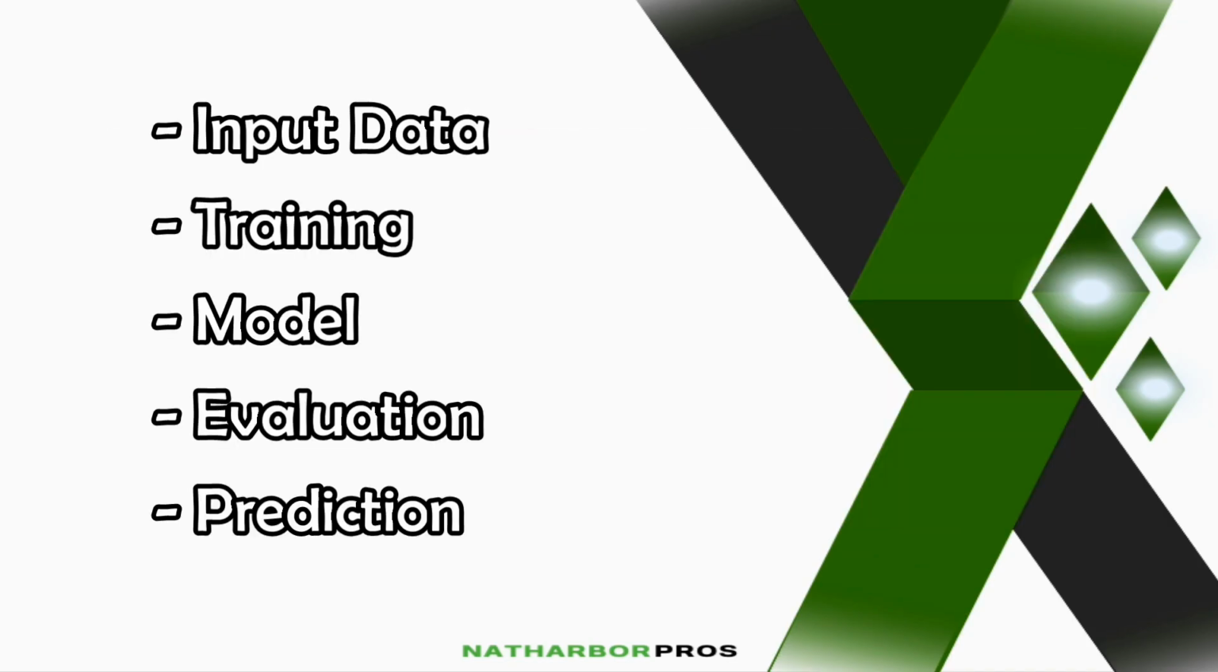Here's a very quick overview of how it works. You have input data, so the model is given historical or real-time data. Training, it uses this data to find patterns or relationships. The model, a mathematical model, is built to make predictions or decisions. Evaluation, the model is tested and refined based on performance. And prediction, the trained model can now make predictions on new data.